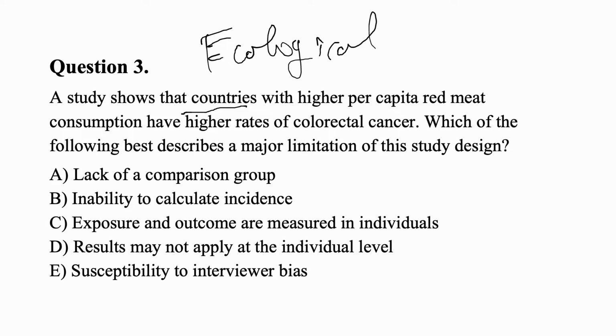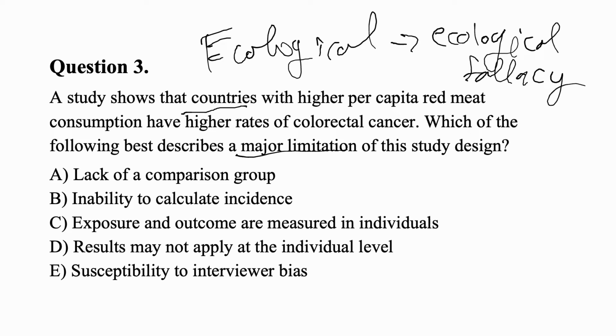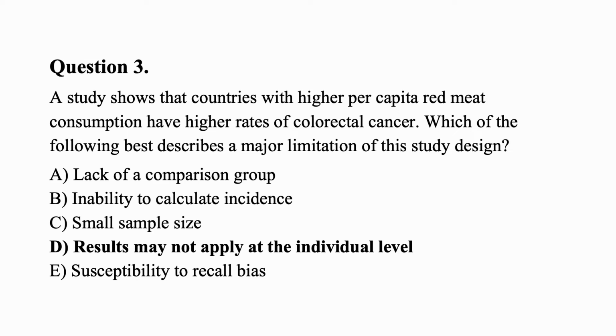So now we want to know the limitation of the study design. And the main one that I would think of is ecological fallacy, or you cannot apply the results of the study to individuals. So let's see. A, lack of comparison group. Nope. B, inability to calculate incidence. Again, these are true, but that's not the major limitation. Exposures are measured individuals. Incorrect. So the correct answer is D. Results may not apply at the individual level. This is our ecological fallacy.